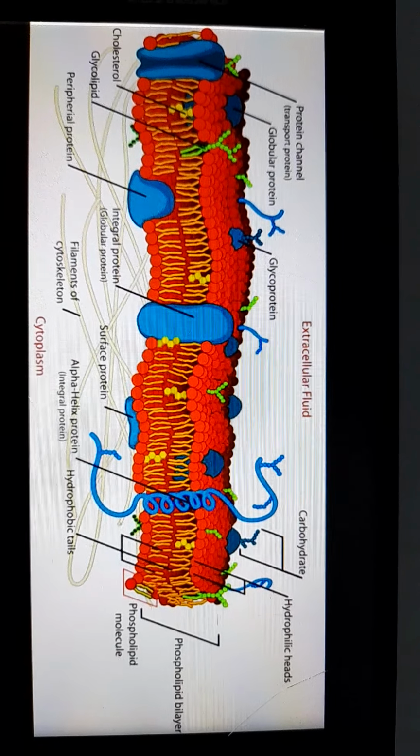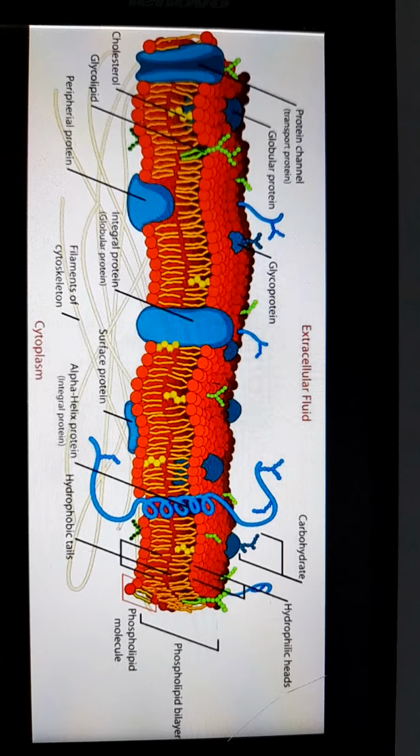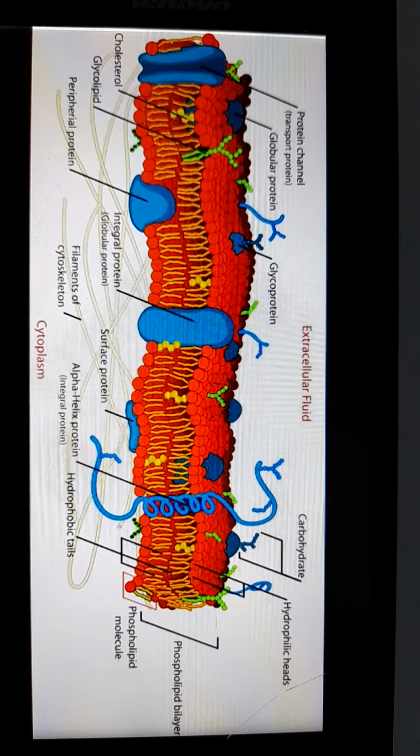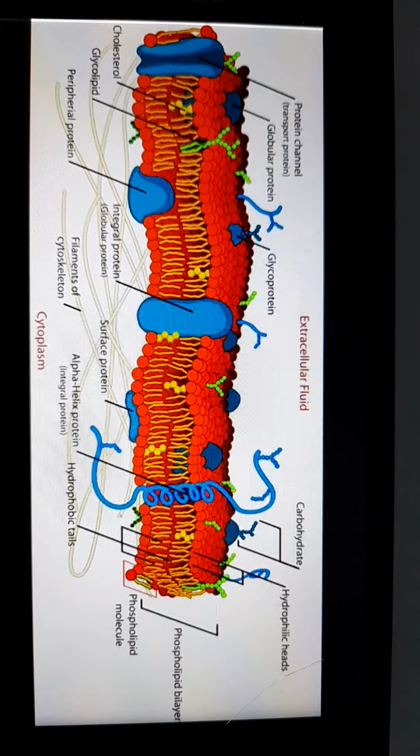Welcome students. Now we will discuss the fluid mosaic model of the plasma membrane. It was proposed by Singer and Nicolson. It is the most widely accepted model. It explains the various functions of the plasma membrane.